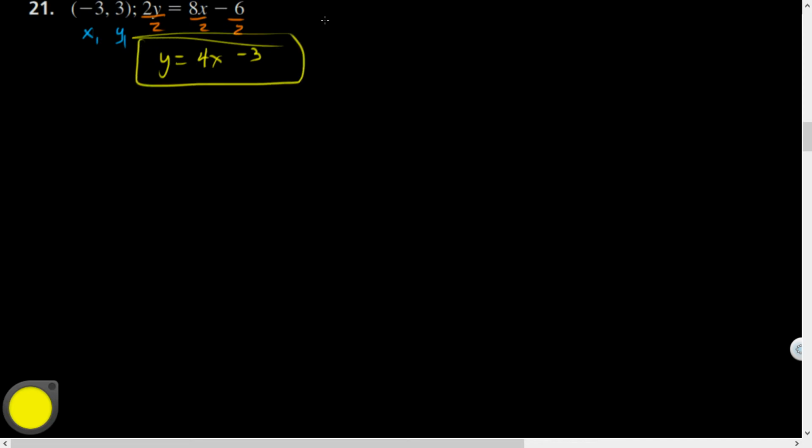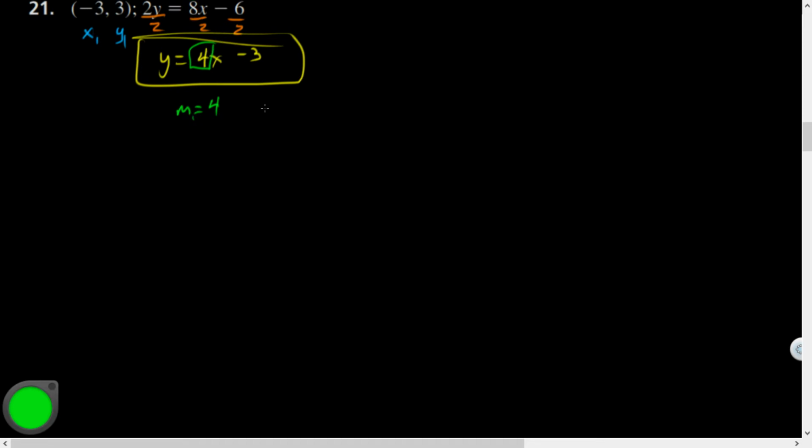Why is this helpful to me? Why is that helpful to us? Anybody? I need to know that equation's slope. Because this is in slope-intercept form, and I can now see that the slope is 4 for line 1, right? If I said that the slope was 8, I would have been wrong because that was not in slope-intercept form or point-slope form. That just wouldn't have helped me.